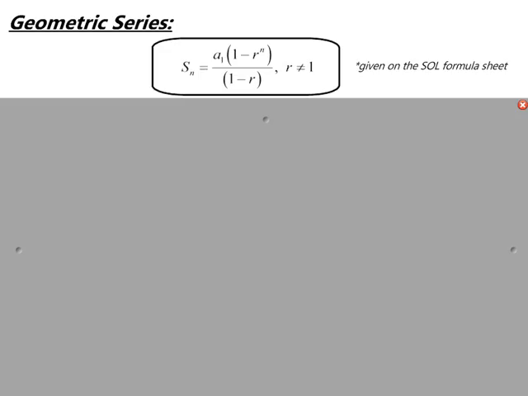The geometric series is the sum of the first n terms for a given geometric sequence. So this is the formula we're going to use. The sum of the first n terms is equal to the first term times 1 minus the common ratio to the term number, over 1 minus the common ratio, where the common ratio is not equal to 1. Again, this formula is given to us on the SOL formula sheet, so you don't need to memorize it, you just need to know how to use it.